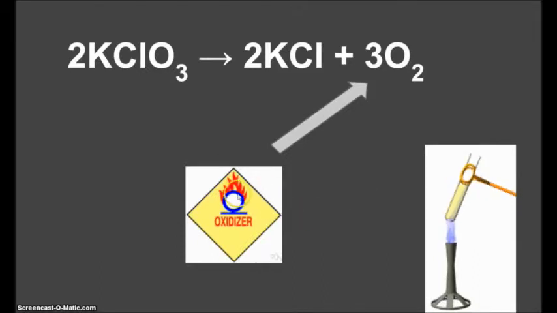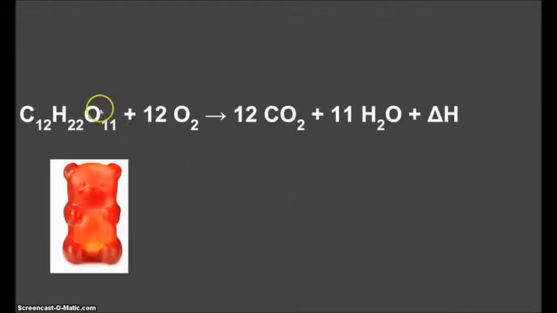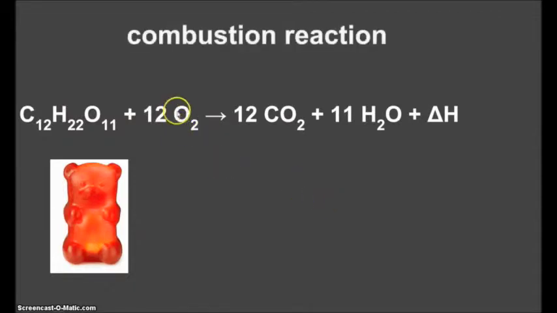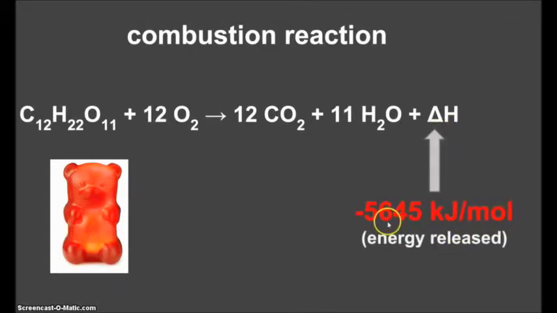Oxygen is an oxidizer. It supports combustion. So when we put our gummy bear into there, our gummy bear being made of sucrose, is going to combine with the oxygen gas and it's going to combust. You recognize that this is a combustion reaction because we're combining oxygen with our gummy bear, and we're getting products that include carbon dioxide and water, and also a lot of energy in the form of heat and light, which you will see. In fact, we get 5,645 kilojoules per mole of energy that is released.